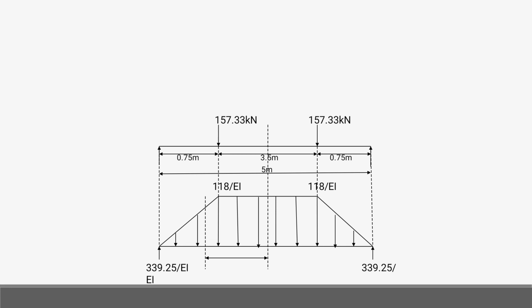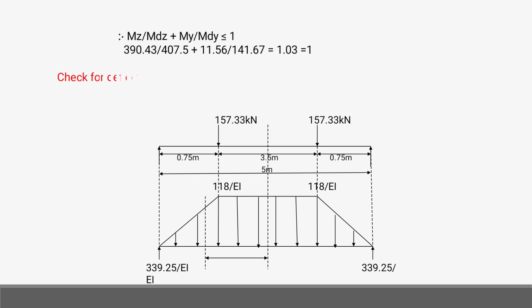157 is the load, and E and EA are constant values. Then 0.75 is the distance to the left side of the load. The distance between the two loads is 3.5 meter. The full span is 5 meter. So Mz by Mdz plus My divided by Mdy is less than 1. All the values are already found, so apply the values. Hence the section is safe and adequate.